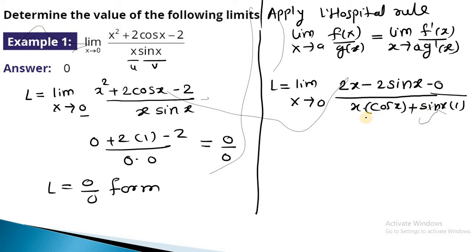Again I substitute value of limit x is 0. So what we get? x is 0, so this term is 0. Sin 0 is 0. So numerator is 0. Denominator, x is 0, sin 0 is 0. So again we are getting 0 by 0. So again we apply L'Hospital rule.